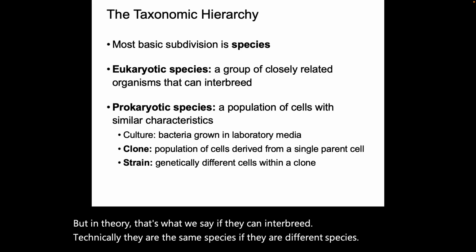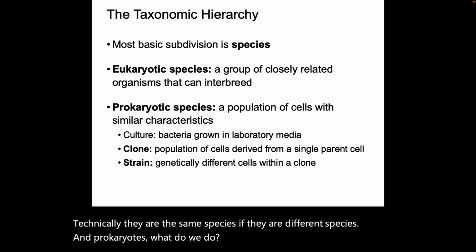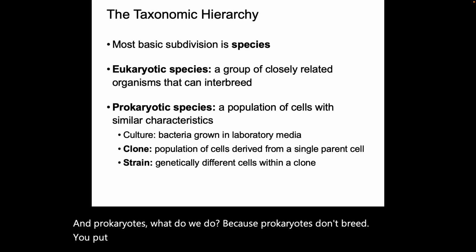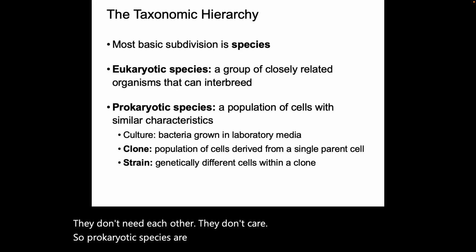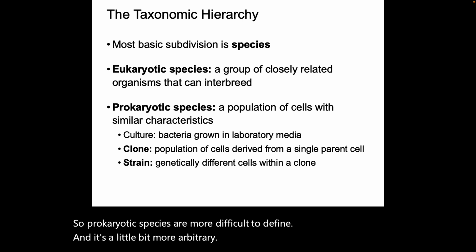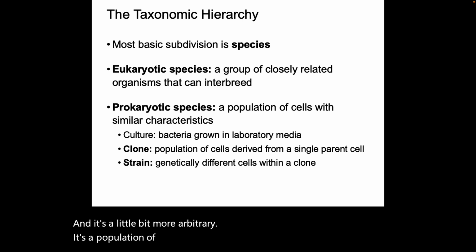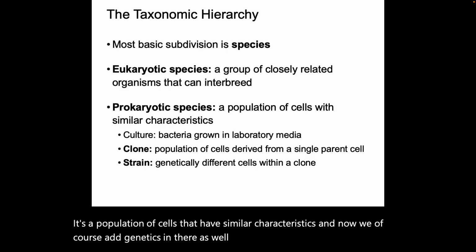And prokaryotes, what do we do? Because prokaryotes don't breed. You put two bacteria together, they're just going to replicate on their own. They don't need each other, they don't care. So prokaryotic species are more difficult to define, and it's a little bit more arbitrary. It's a population of cells that have similar characteristics. And now we, of course, add genetics in there as well, and there are arbitrary genetic cutoffs.